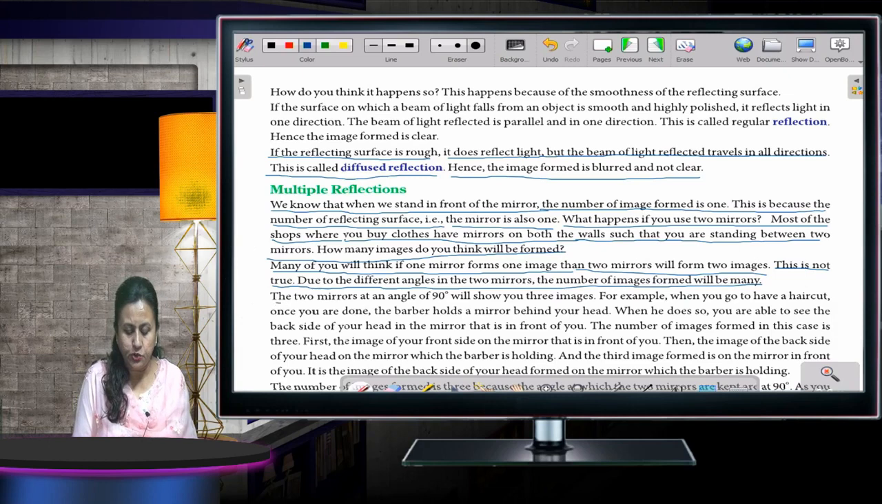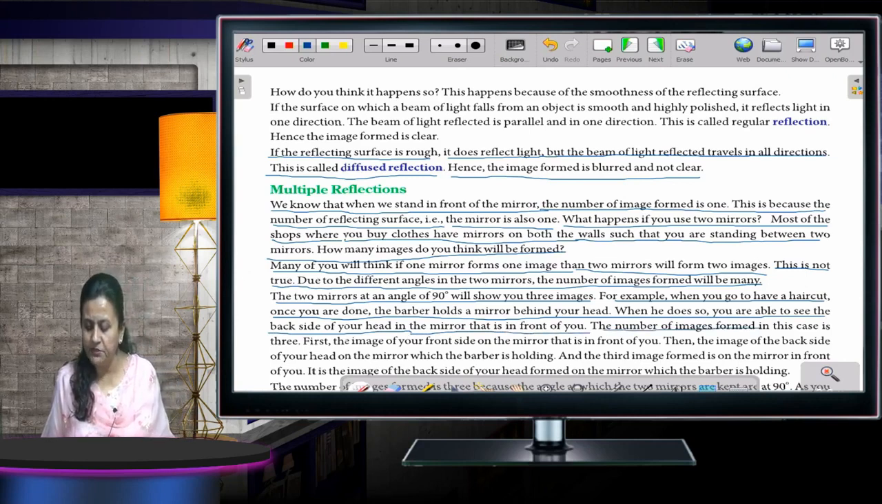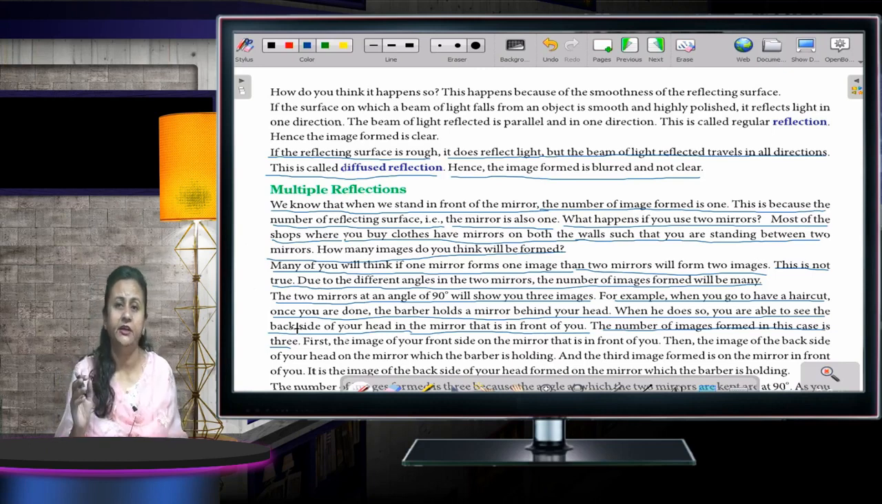The 2 mirrors at an angle of 90 degrees will show 3 images. For example, when you go for a haircut, as I told you, once you are done, the barber holds a mirror behind your head. When he does so, you are able to see the back side of your head in the mirror that is in front of you. The number of images formed in this case is 3. In case he is holding the mirror at 90 degrees, the images formed would be 3. But if he is not holding at 90 degrees, then a large number of images would be there. Fine.